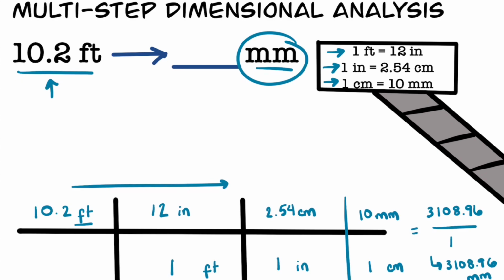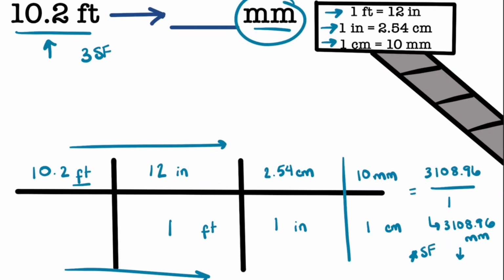Lastly, we make sure that the final number has the same number of sig figs as our starting quantity, which was 10.2 feet. This number only has 3 sig figs, so we want to make sure that 3,108.96 ends up having 3 sig figs by rounding it. So finally, we get 3,110 millimeters.